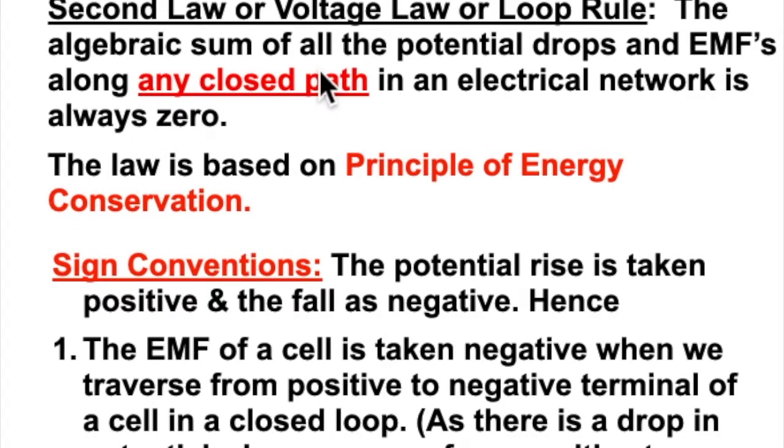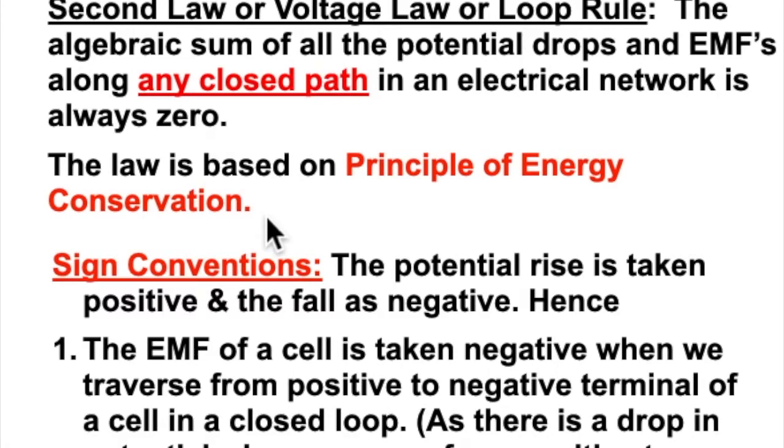The second law given by Kirchhoff is also called loop rule or the voltage law. As the name suggests, we will be applying it to closed loops only. It states that the algebraic sum of all the potential drops and EMFs along any closed path or any closed loop in an electric network is always 0. This law is based on the principle of energy conservation, as we will illustrate.